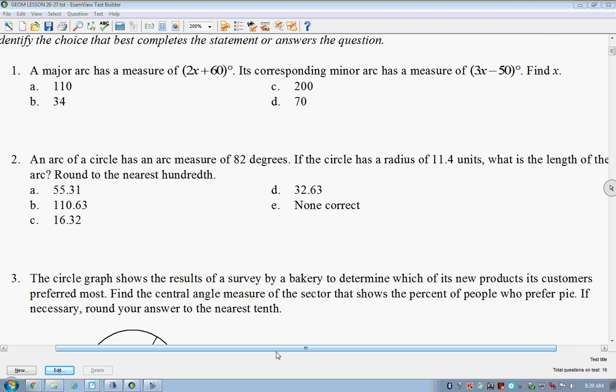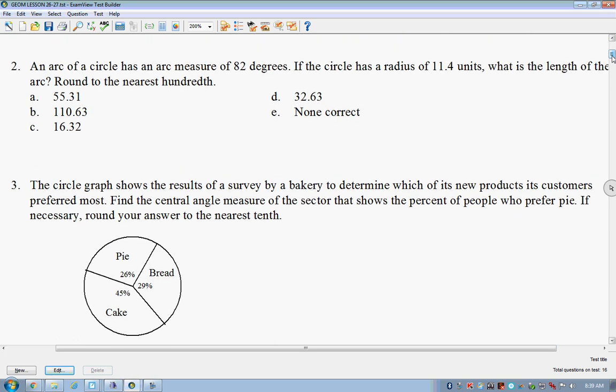Okay? Let's look at our next one here. Number 2. An arc of a circle has an arc measure of 82 degrees. If the circle has a radius of 11.4 units, what's the length of the arc? Okay, so this gets into a question that is not addressed in your book in this lesson. Some of you Algebra 3 people might know this formula, but this is one that you need to write down, need to put it in your notes. So are we listening? Okay? This is how we find the measure of an arc.